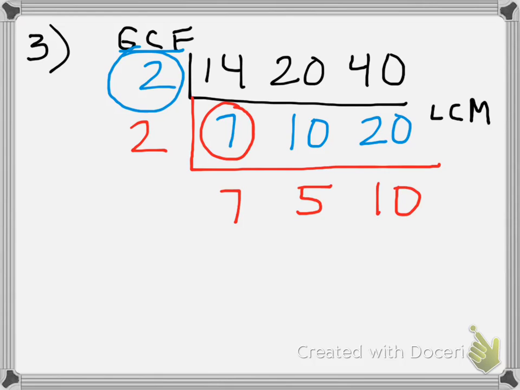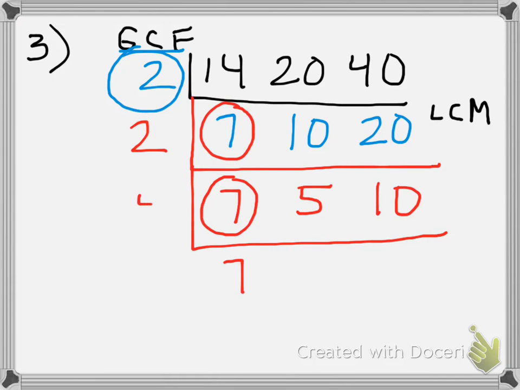Now, once again, we still have two numbers that have something in common. That's the 5 and the 10. They have a 5 in common. So we're going to freeze the 7 again. Bring it down. And then take a 5 out. 5 divided by 5 is 1, and 10 divided by 5 is 2. Now, the 7, the 1, and the 2, we don't have anything in common.